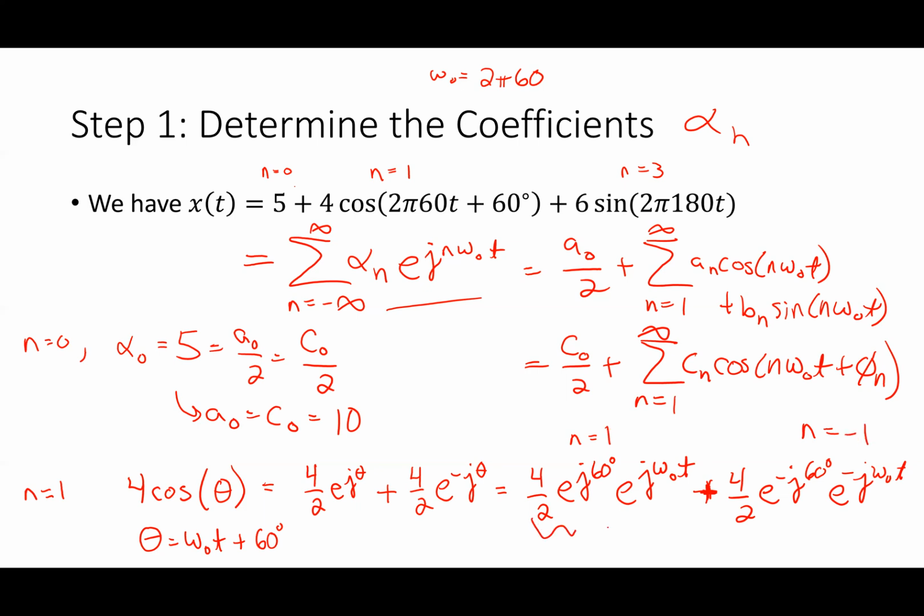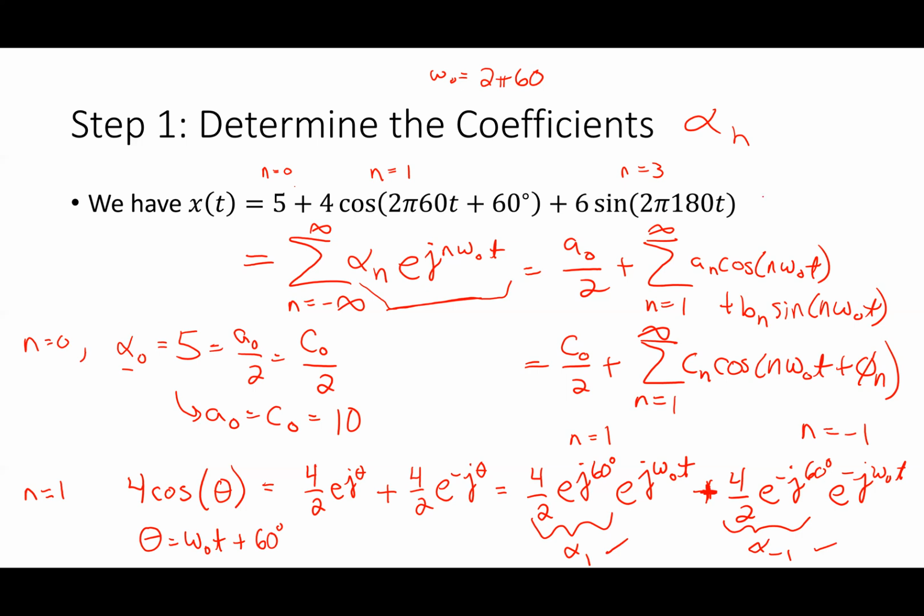So this guy is alpha 1. If you compare what's inside this summation to what's in those two terms, you'll see that I have an alpha, a complex number, times e to the j n omega naught t. The alphas are complex. So when I write 4 over 2 e to the j something, that's one number. It has a magnitude and an angle. It's a complex coefficient, this alpha. So this guy is alpha minus 1. At this point, I know alpha 0, alpha 1, and alpha minus 1.